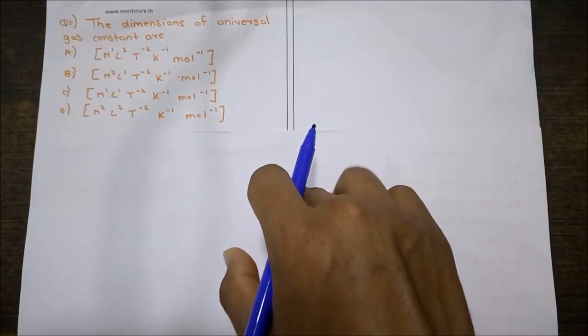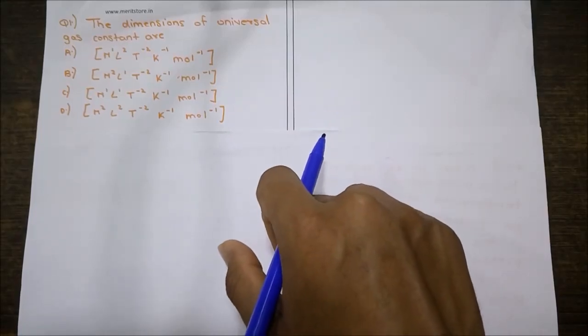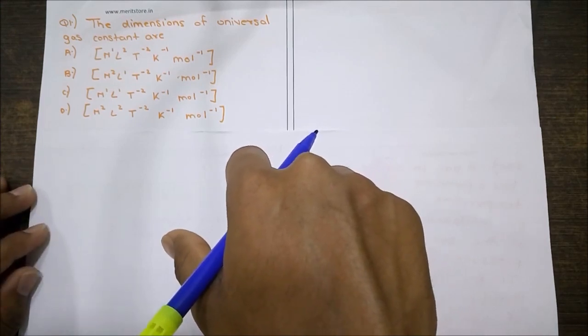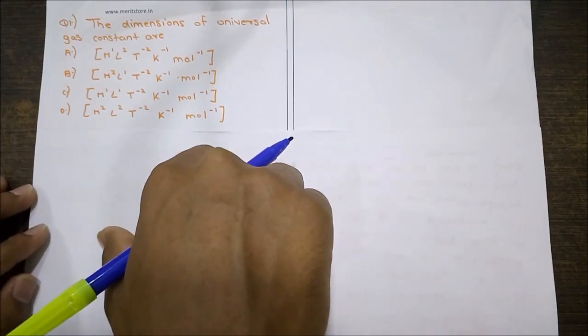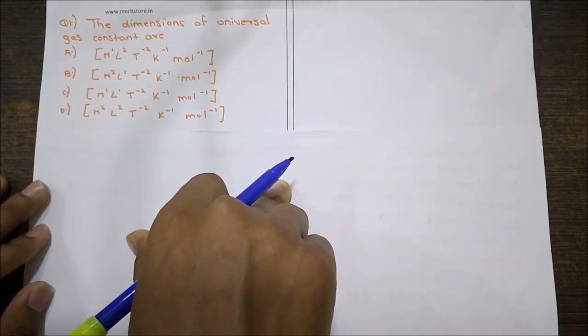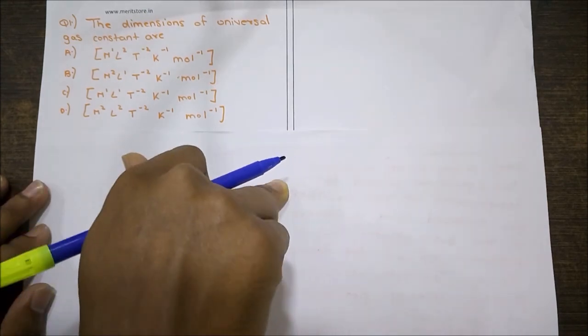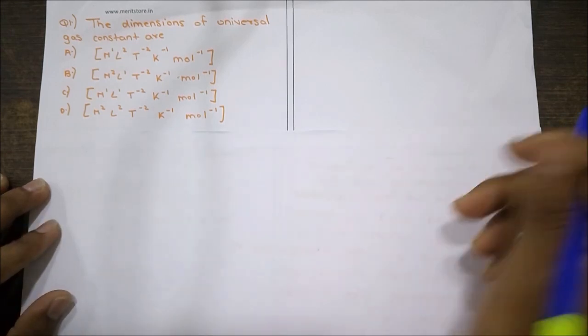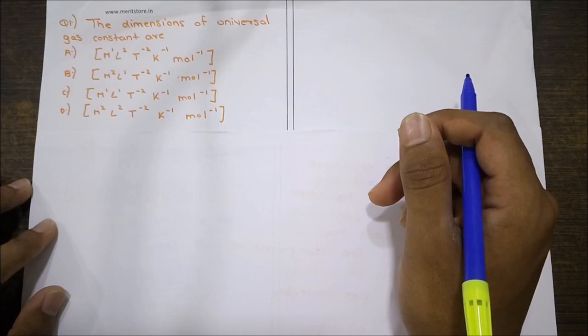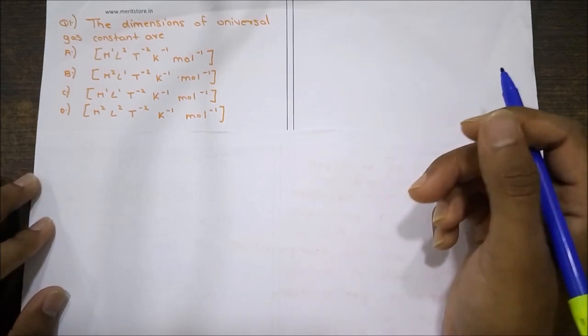The dimensions of universal gas constant are, the options given are M1 L2 T raised to minus 2 K raised to minus 1 mole raised to minus 1, M2 L1 T minus 2 K minus 1 mole minus 1, M1 L1 T raised to minus 2 K minus 1 mole minus 1, M2 L2 T raised to minus 2 K minus 1 mole minus 1.